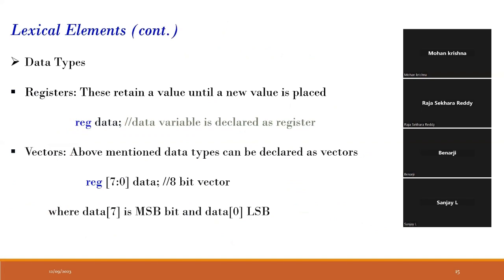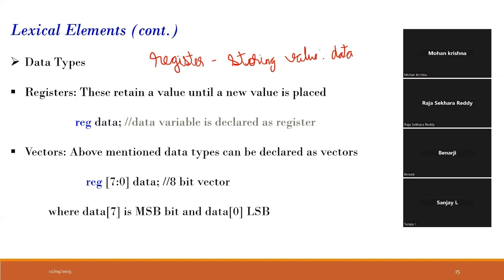Now we have a register. A register is like the place where we are storing a value, or storing our data. It will hold the previous value, it will retain the previous value until we place a new value there. So we have to name our data variable. We have to declare whether it is a register or a wire, and we will see about that.